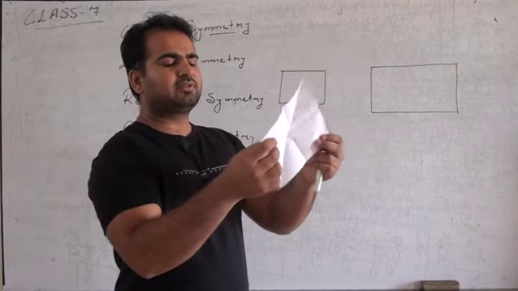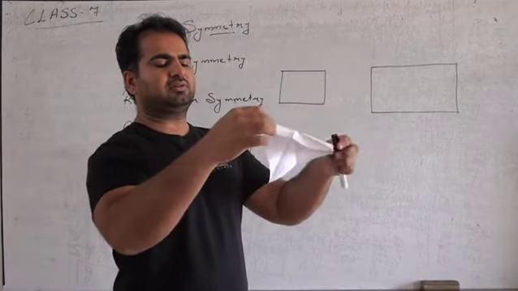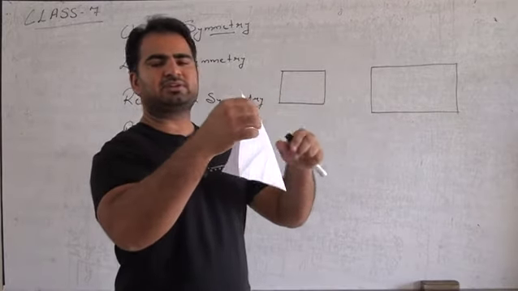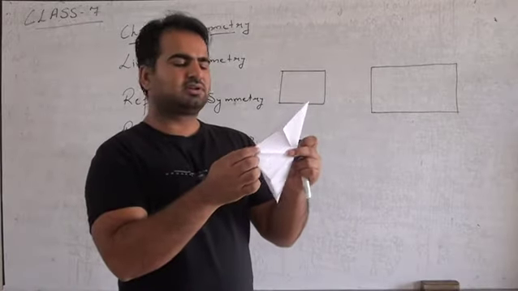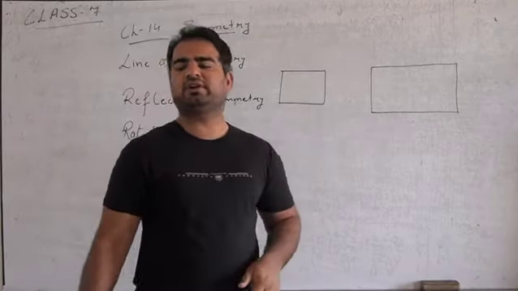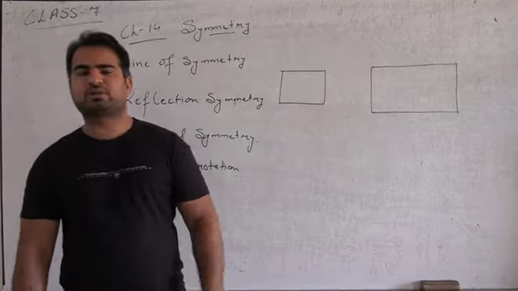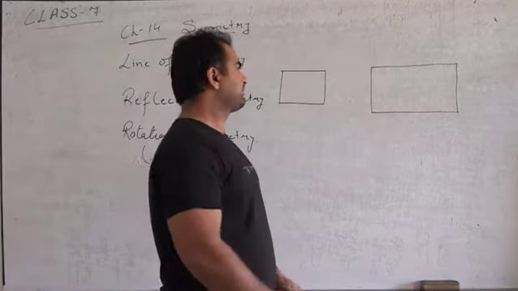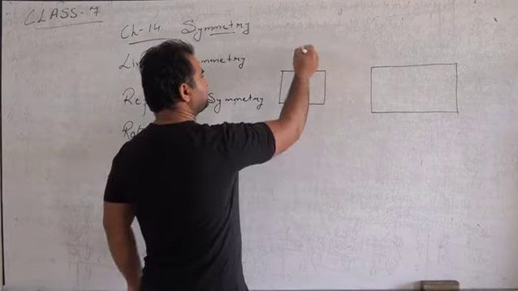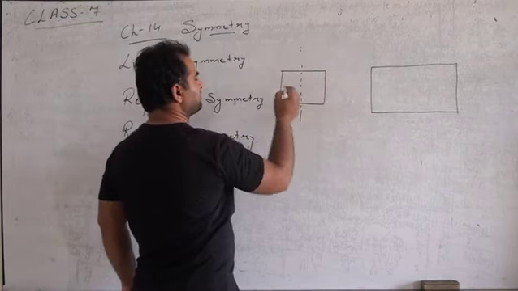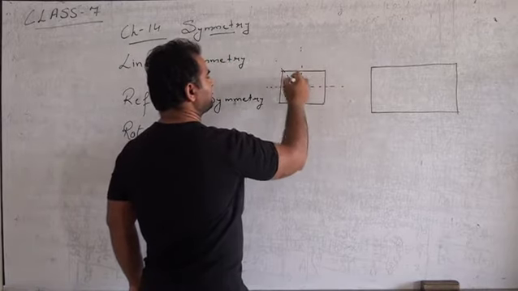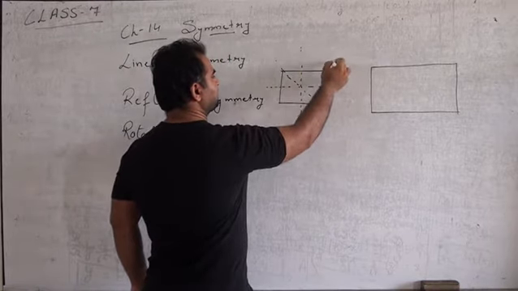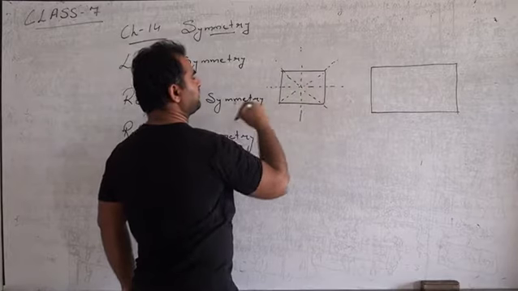But what about if we fold about its other diagonal? It is also overlapping each other. Yes? So how many lines of symmetry will a square have? A square will have four lines of symmetry. This is the first line of symmetry. This is the second line of symmetry. This is the third line of symmetry. And this is the fourth line of symmetry.